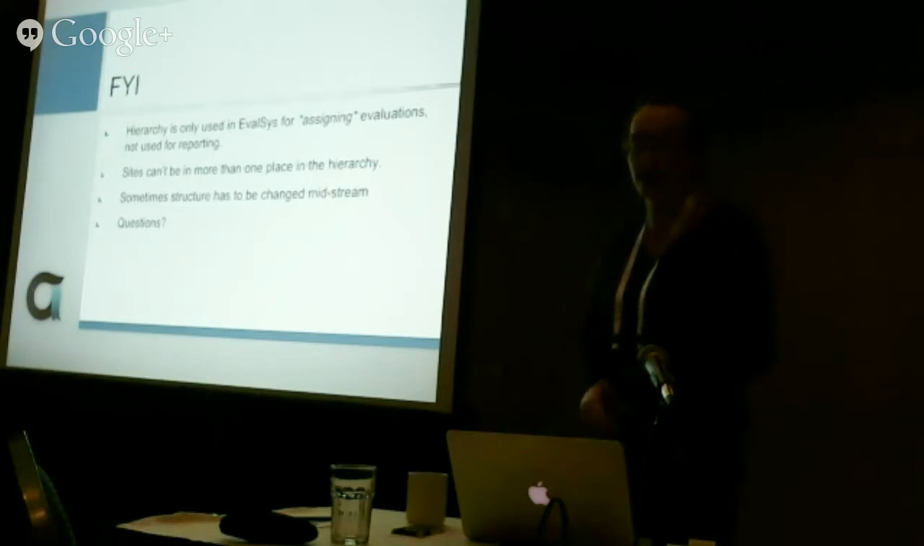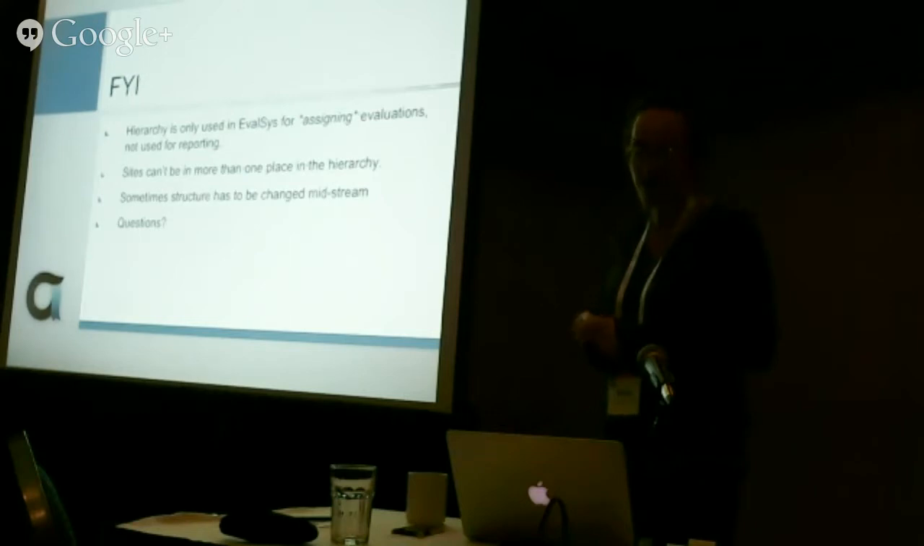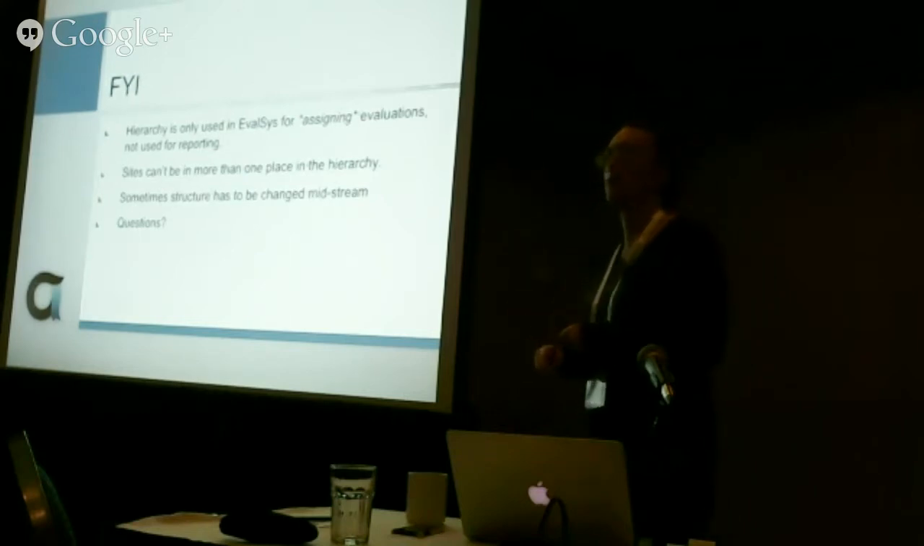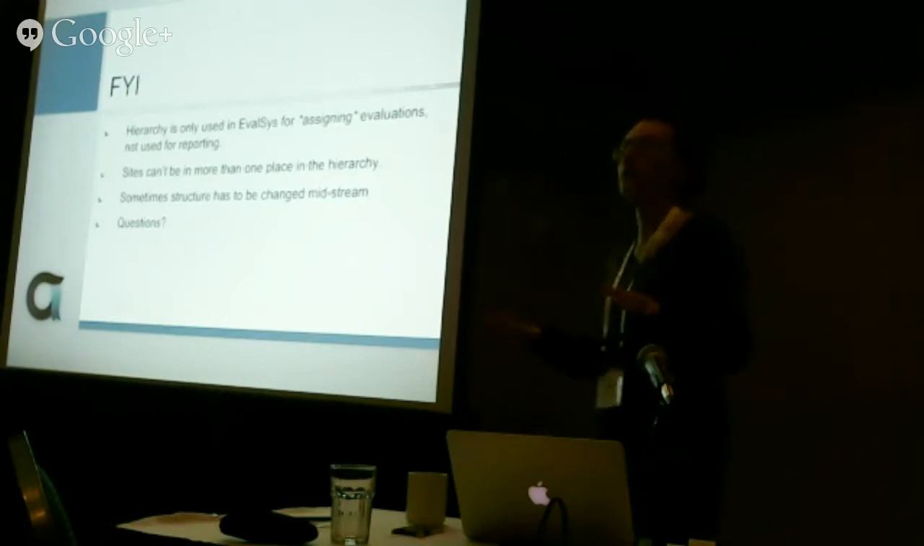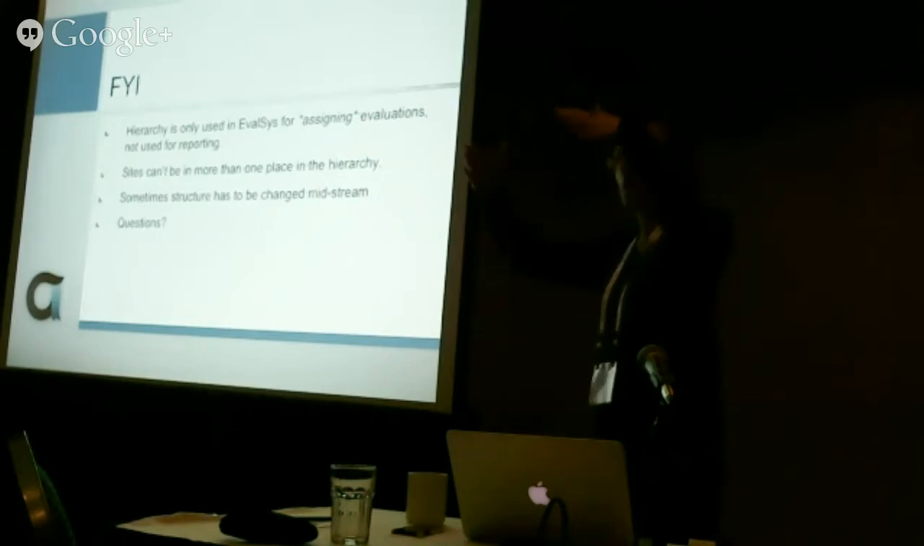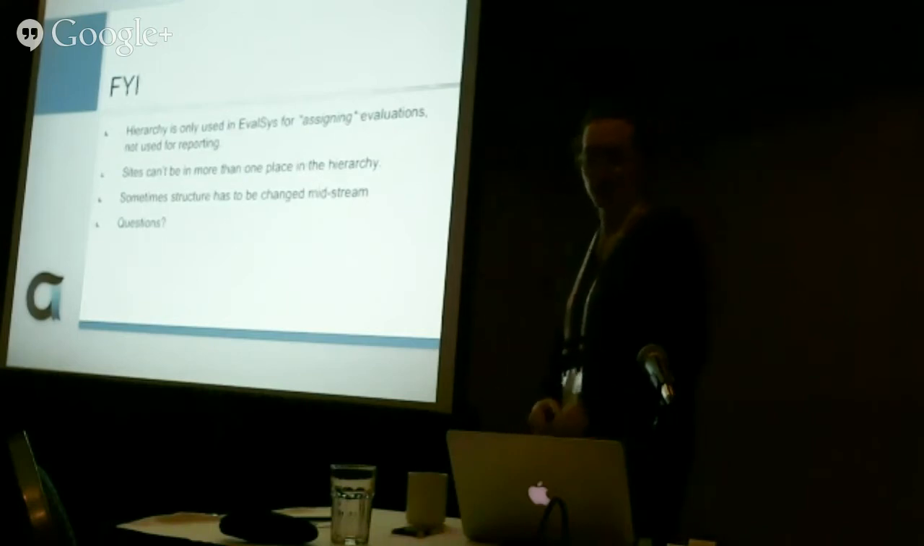Again, as I said, sites can't be in more than one place in the hierarchy, so that's problematic for people. But we found a way to work around it most of the time, so if you have something that's really stumping you, just send an email to the evaluation system list or send me an email. And then we talked about what happens when the structure needs to be changed midstream. So like in the case with this particular client, after using the hierarchy, they realized that they wanted something completely different. And that happens because sometimes people have trouble conceptualizing the application of this sort of abstract data structure until they actually start using it.